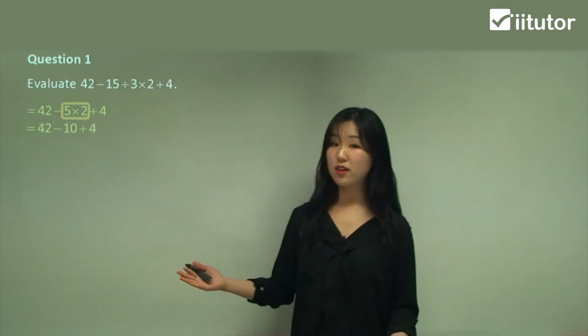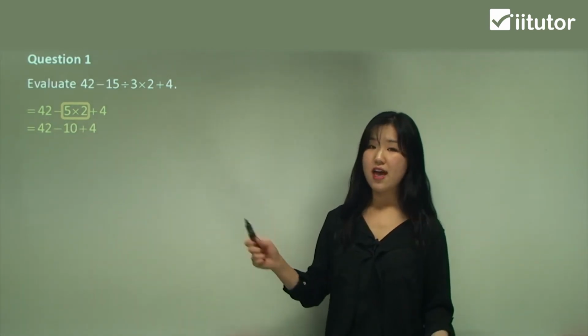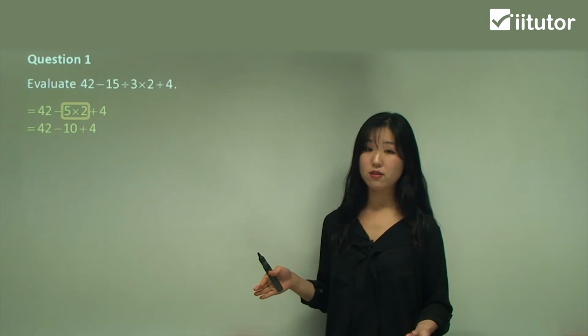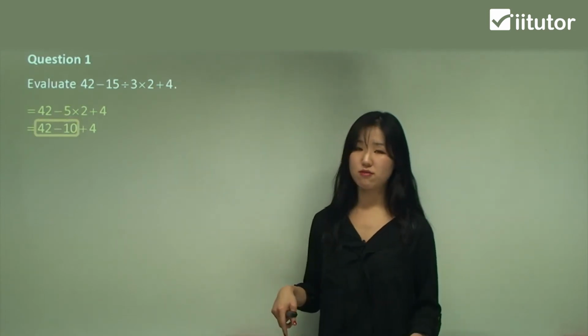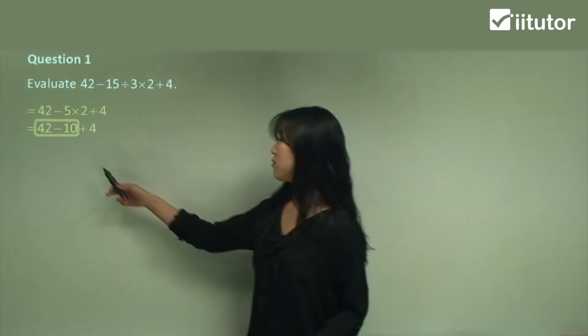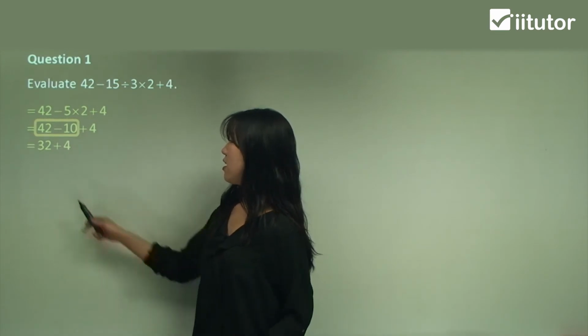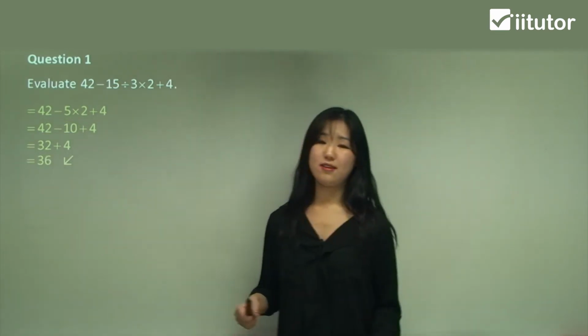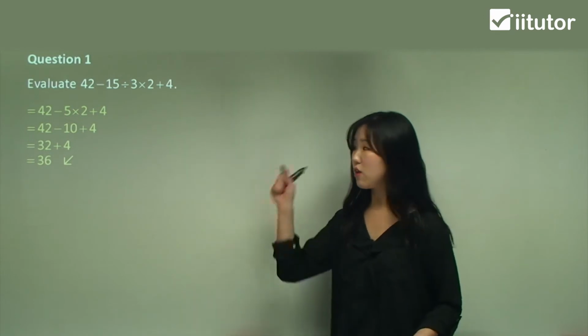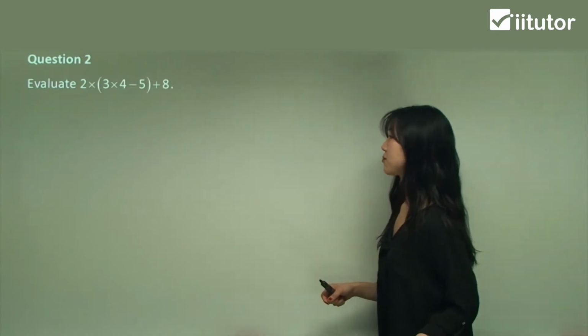And now we're only left with subtraction and addition. As I said, it doesn't really matter which order you do this one in. So I'll just do the subtraction first, the one that comes first. So 42 minus 10 is 32. And then 32 plus 4 is 36. That's the idea, okay? So the order is important.